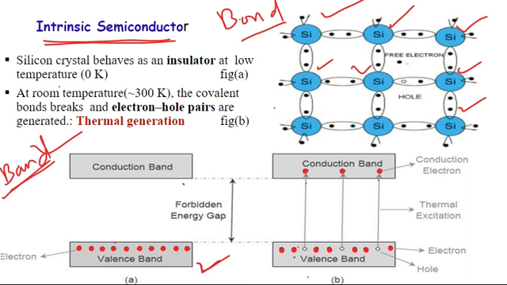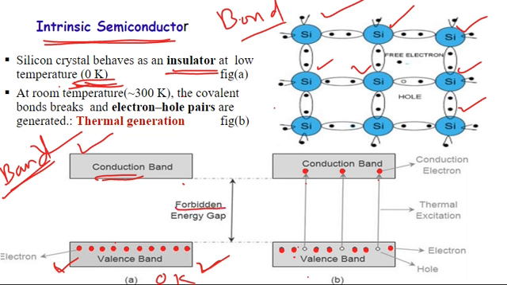Now we will see what happens when there is no temperature. Let us assume 0 Kelvin temperature. At 0 Kelvin, the silicon crystal will not conduct and behaves as an insulator. Why? Because the electrons are present inside the band known as the valence band, and no electrons are present in the higher band, that is the conduction band, which helps in the conduction process. So there is no conduction.